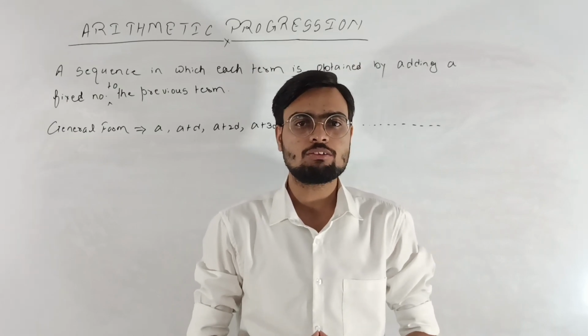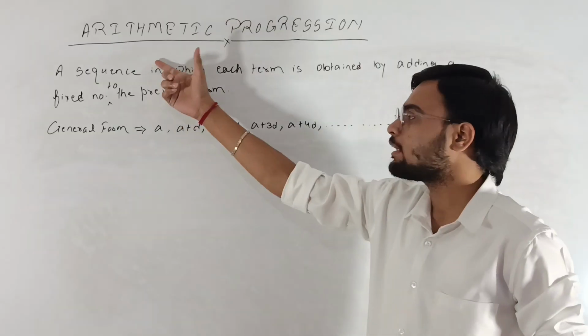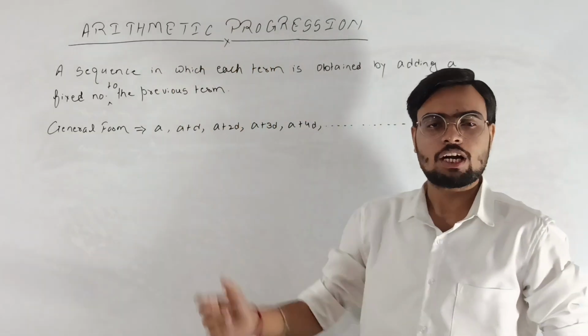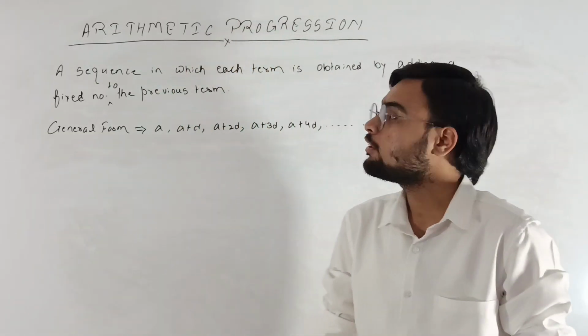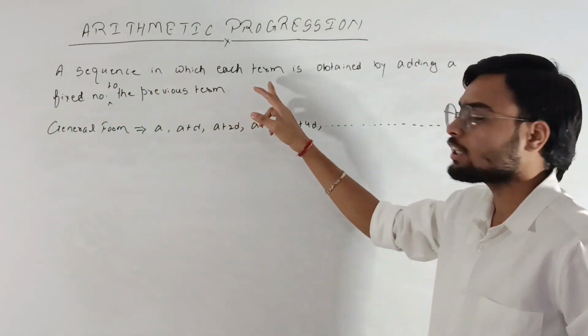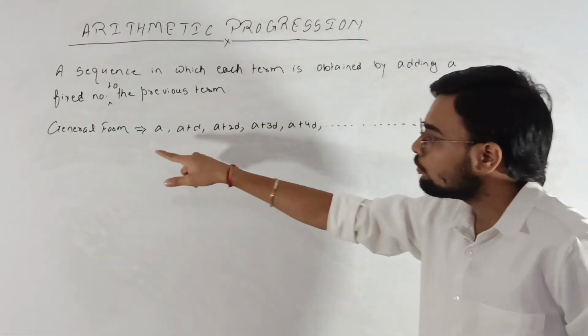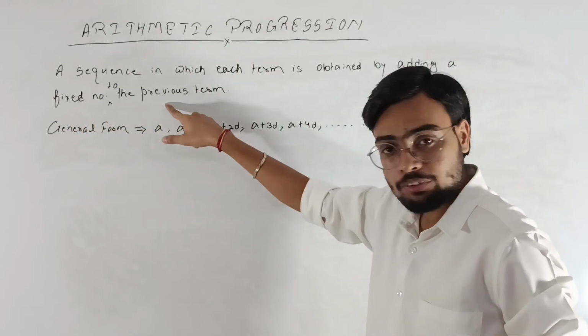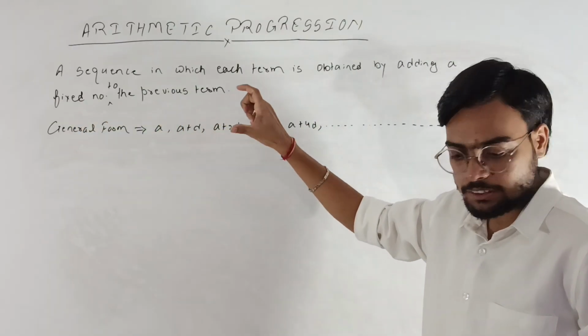In today's lecture, we are going to learn our next chapter, that is Arithmetic Progression. Okay, so now let's start this lecture. Well, first we see what is an AP. So AP is a sequence in which each term is obtained by adding a fixed number to the previous term. Then we say this sequence is an AP.